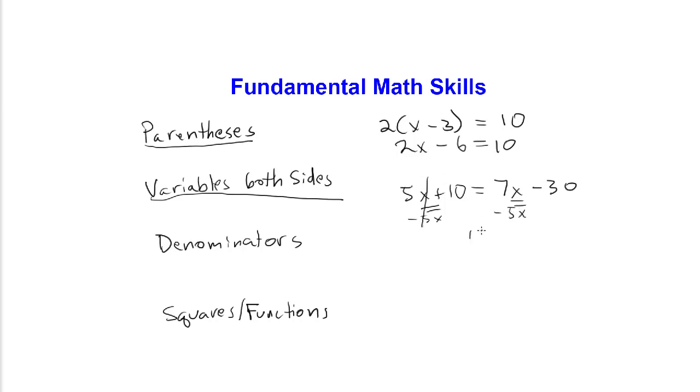That cancels. I end up with 10 equals 7 minus 5, which is 2x, minus 30. I'll add 30 to both sides. 2x equals 40. x equals 20. That's how we deal with variables on both sides.